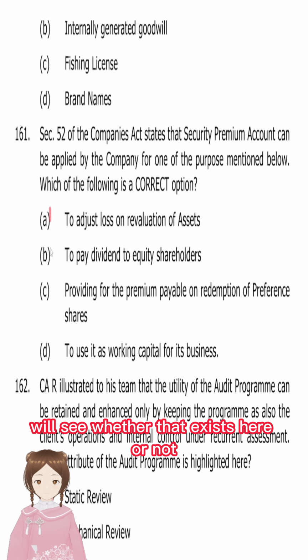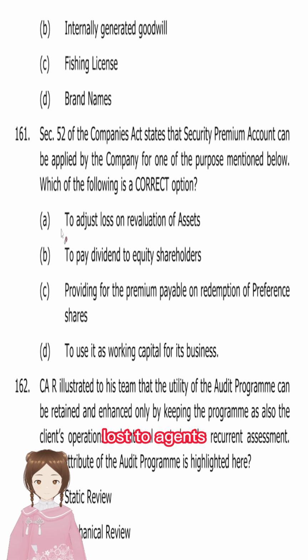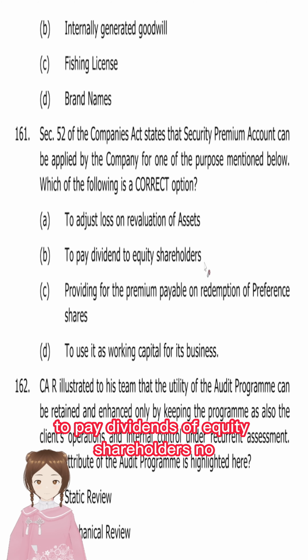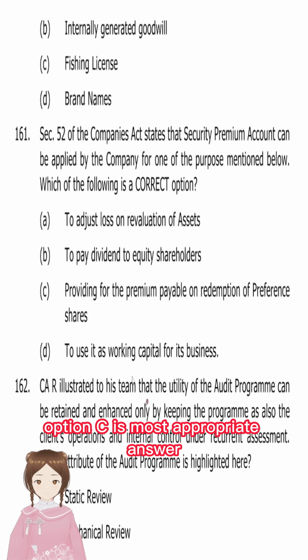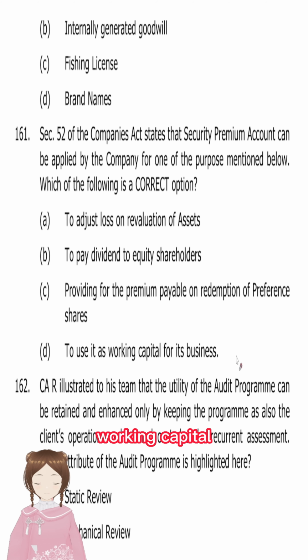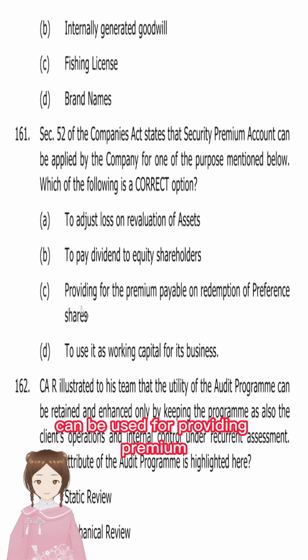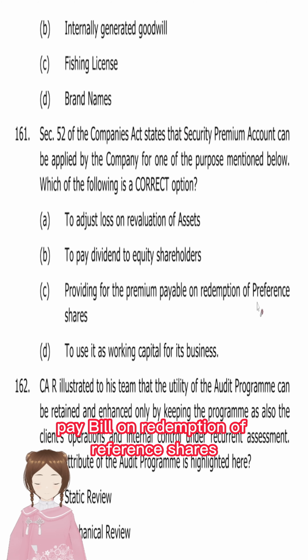We'll see whether that exists here or not. To adjust loss of revaluation of assets, no. To pay dividends to equity shareholders, no. To provide a premium payable on redemption of preference shares, yes. Option C is the most appropriate answer. To use it as working capital, no. Option C, the securities premium account can be used for providing premium payable on redemption of preference shares.